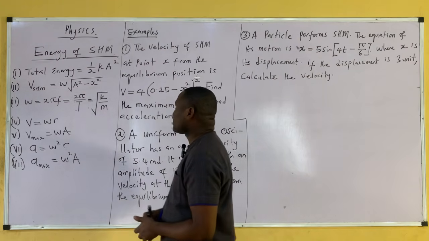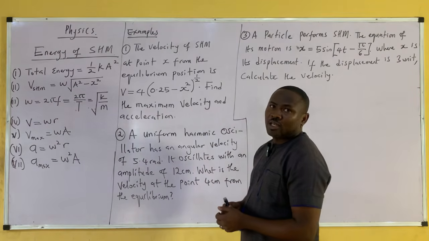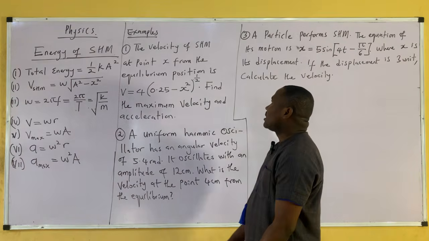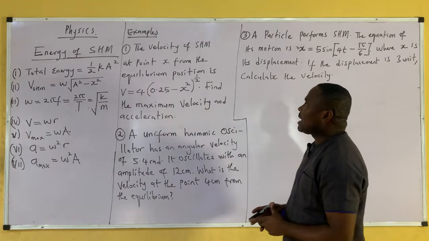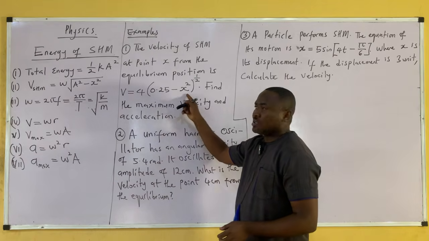Now, let's see how we can apply this in some of these questions. Question number one says, the velocity of SHM at point x from equilibrium position is given as this.